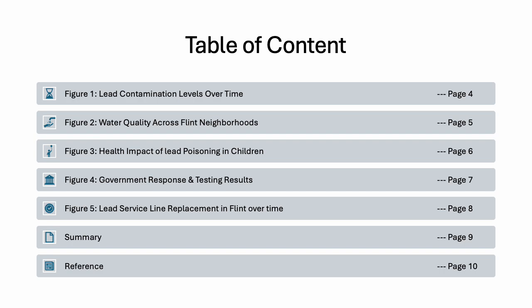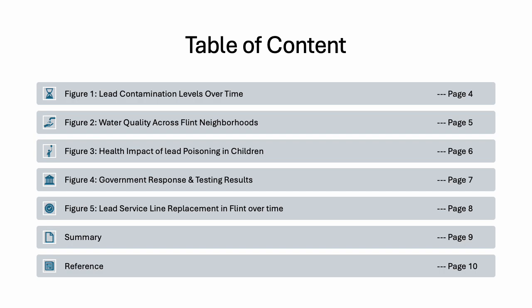So the table of contents: we are going to separate the presentation into five different parts, or actually six, including the summary at the end. First, we're going to talk about the lead contamination level over time. I will show you a line graph of every year's lead level in the water in Flint, Michigan, to see the movement over time.